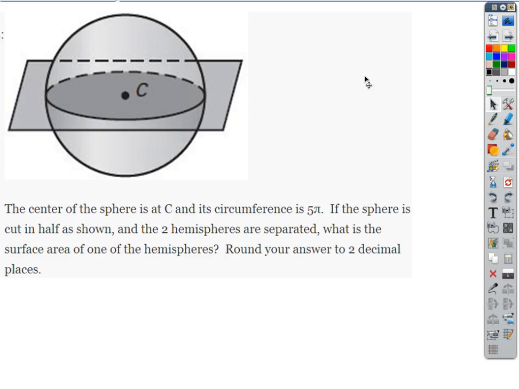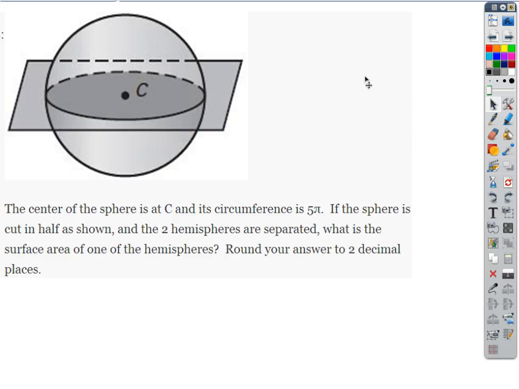The sphere is cut in half as shown, and the two hemispheres are separated. What is the surface area of one of the hemispheres? What people tended to do, if they missed this one, was calculate the area of the rounded part of the hemisphere, which is what? How would I do that? Find the area of the whole sphere and divide it by 2. And that was their answer. What did they forget to attach to that surface area, though? Yeah, the circular base that we created when we cut it in half. That's where people tended to miss this one.